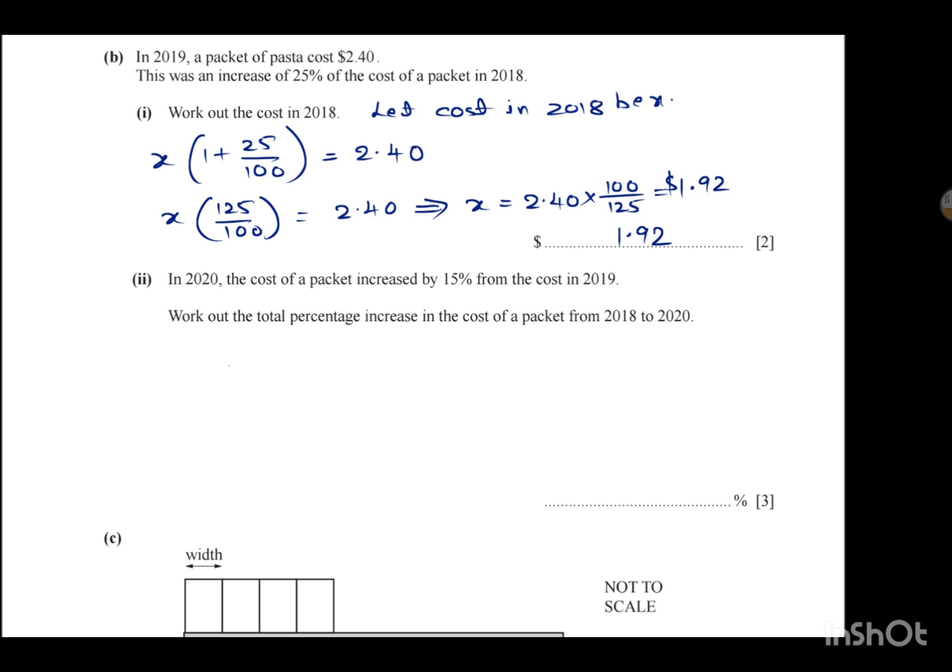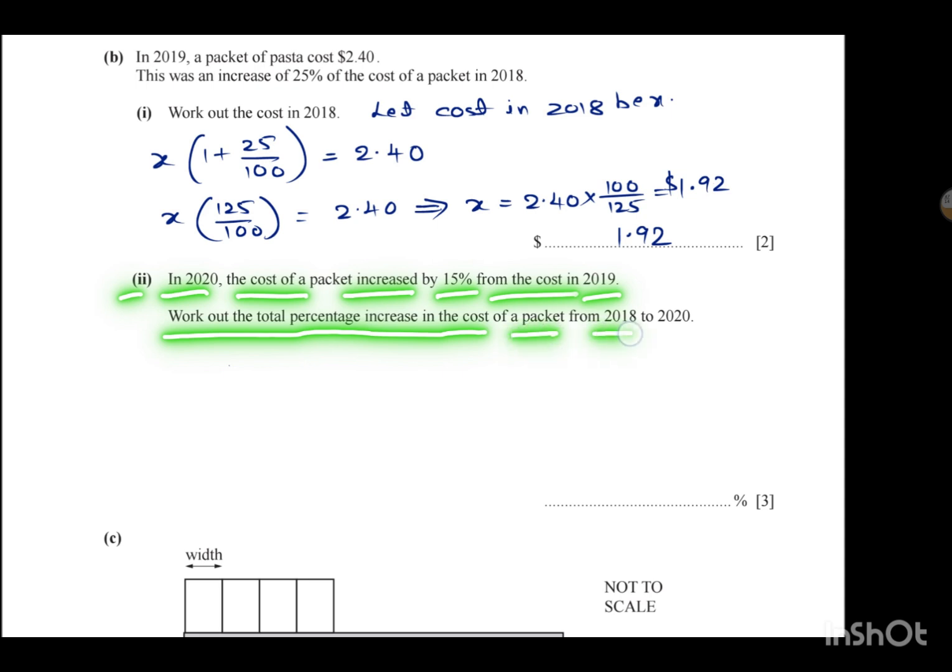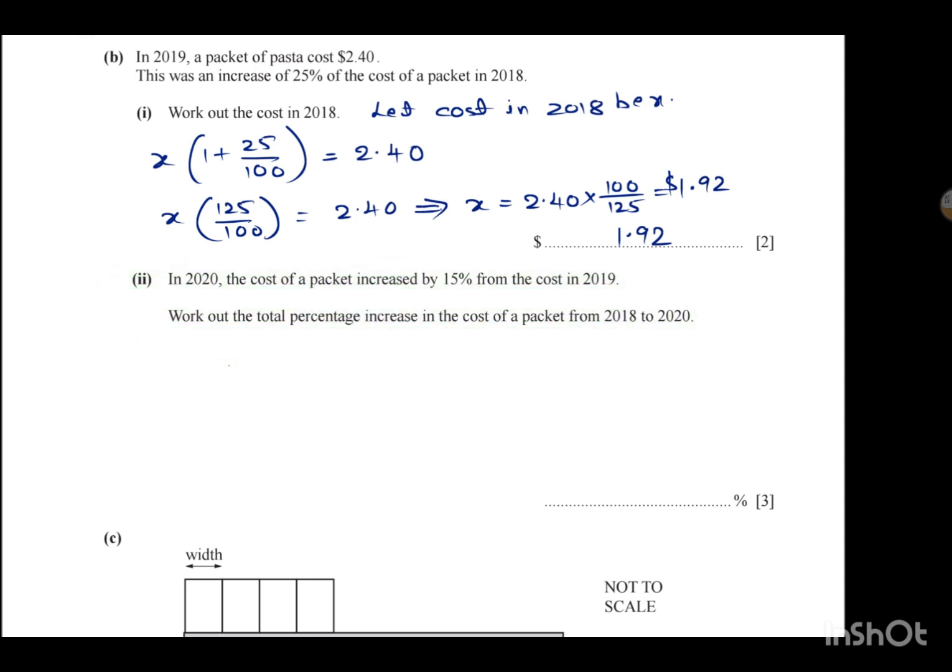Now question 2. In 2020, the cost of packet increased by 15% from the cost in 2019. Work out the total percentage increase in the cost of packet from 2018 to 2020. So let us find out now what is the cost in 2020. How will we find out that? Just take the cost in 2019.